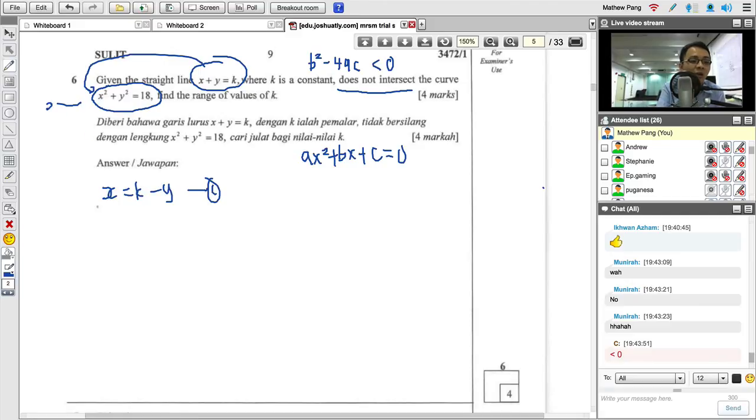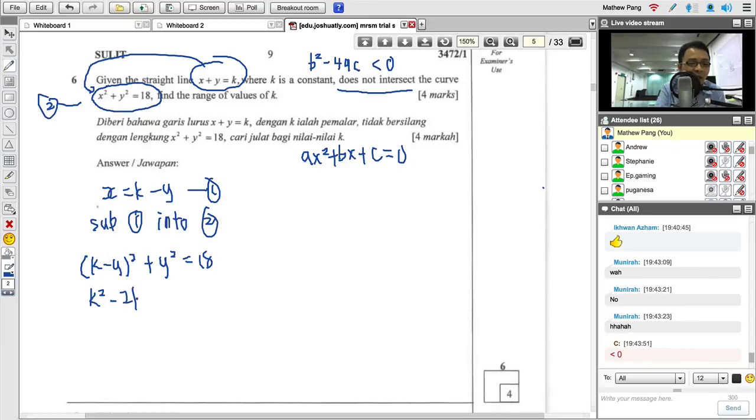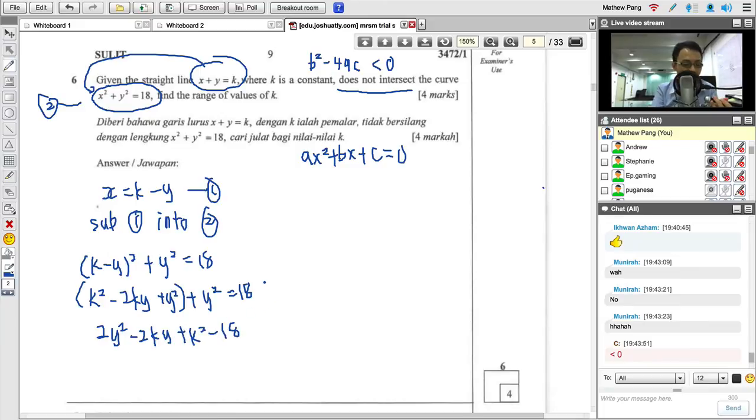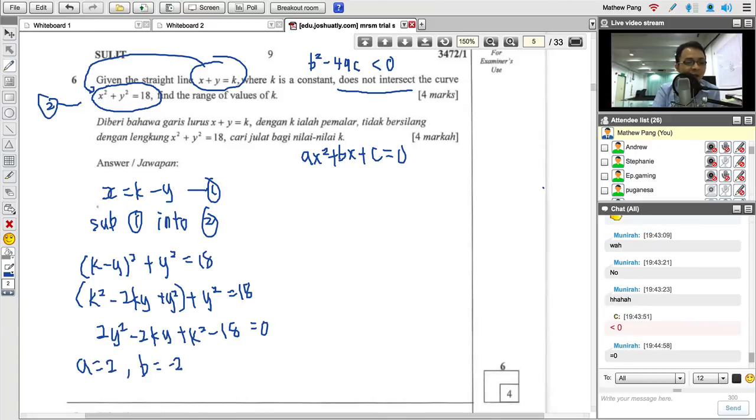So I substitute 1 into 2. What I will get is k minus y all squared plus y squared equals to 18. So basically I will get k squared minus 2ky plus y squared plus y squared equals to 18. Alright, this is just a bracket, I expand it. So I will get 2y squared, and then this one will be minus 2ky plus k squared minus 18 equals 0. I must get my a is just 2, b is just negative 2k, and my c will be k squared minus 18.